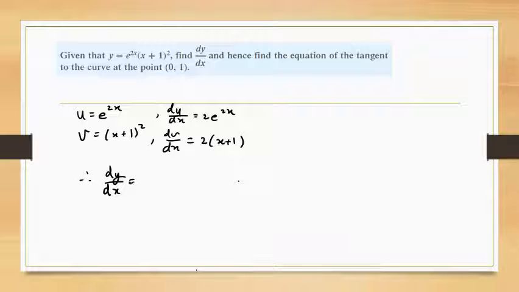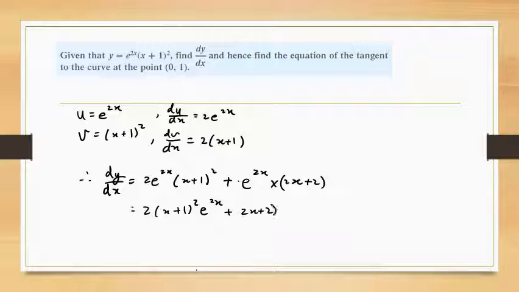So therefore, dy dx is equal to, what are we doing? v du dx. So 2e to the power 2x, times (x plus 1) squared, plus u dv dx. So then we have 2e to the power 2x. I might just do it this way. 2(x plus 1) squared e to the power 2x plus (2x plus 2) e to the power 2x.